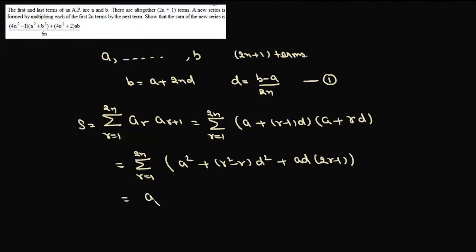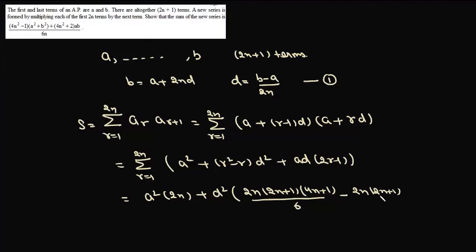Now summation of a square is nothing but a square into 2n, plus d square times summation of r square. Summation of r square is 2n into (2n plus 1) into (4n plus 1) whole divided by 6, and then minus summation of r, which is 2n into (2n plus 1) by 2, and plus ad into the summation of (2r minus 1), which is the sum of odd numbers from 1 to 2n, which is simply 2n square. Now we can simplify it.